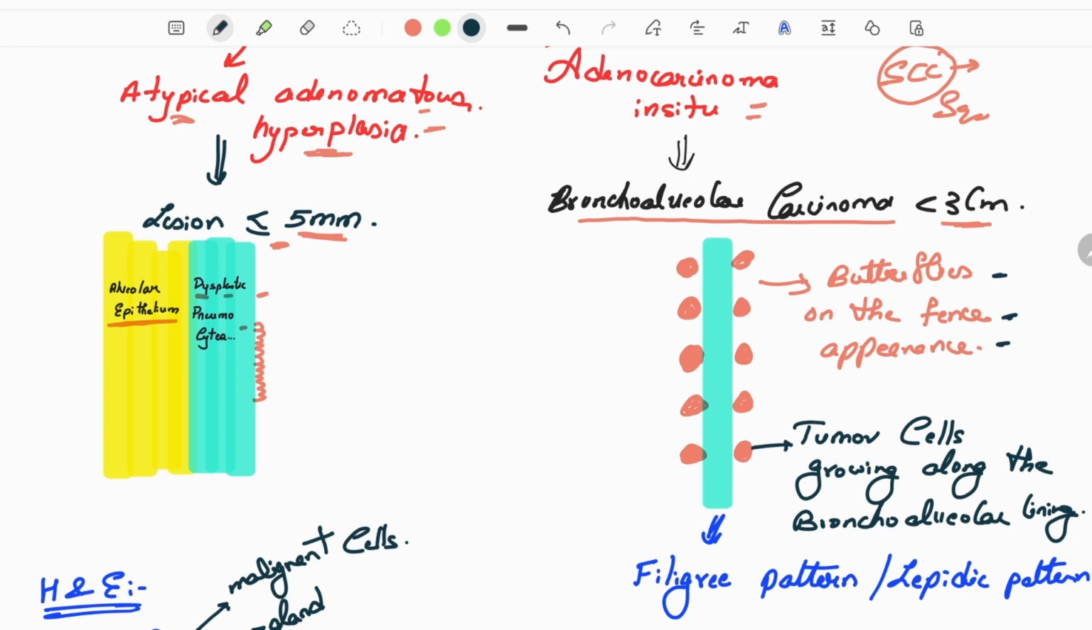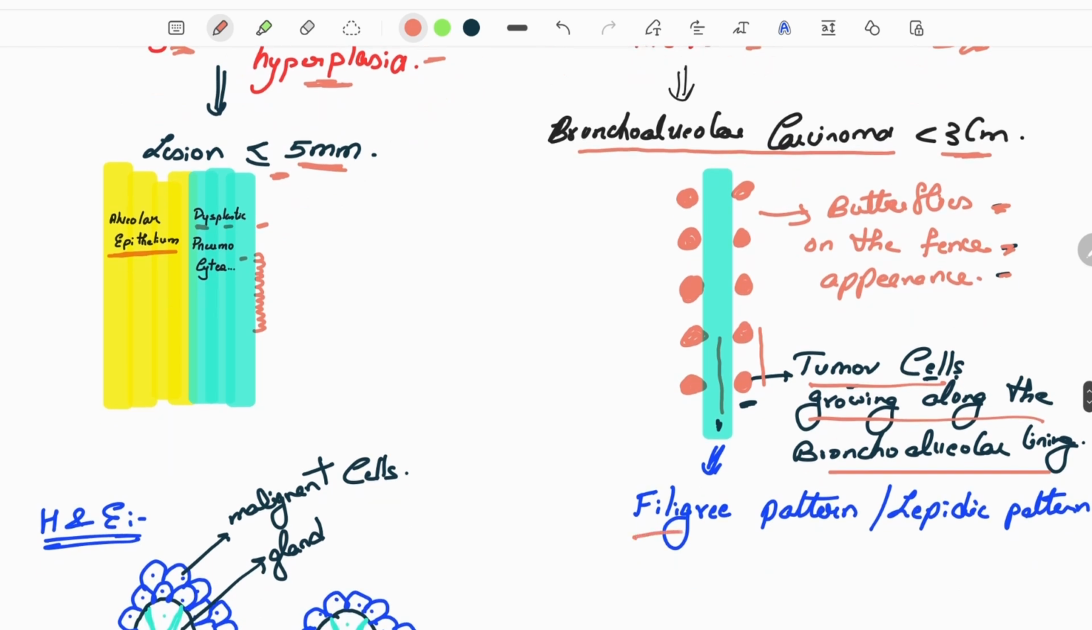This is the epithelium, and lining the epithelium, these are the tumors. So, tumor cells are growing along the bronchoalveolar lining. This is the bronchoalveolar lining. These are the tumor cells. Because of this presence, it has a butterfly appearance, and this is the filigree pattern or lepidic pattern.